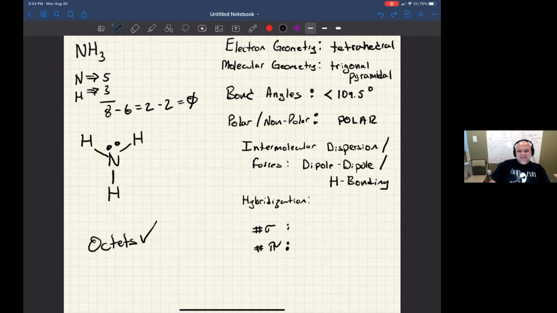The hybridization is something else that can be determined based on the electron geometry. The electron geometry is tetrahedral, so the hybridization is sp3.